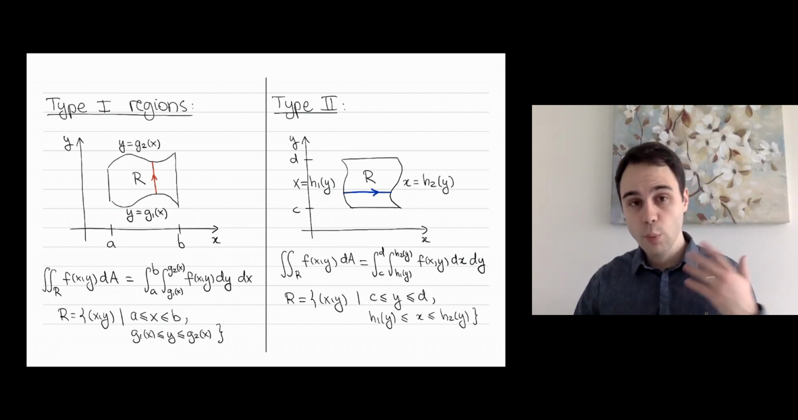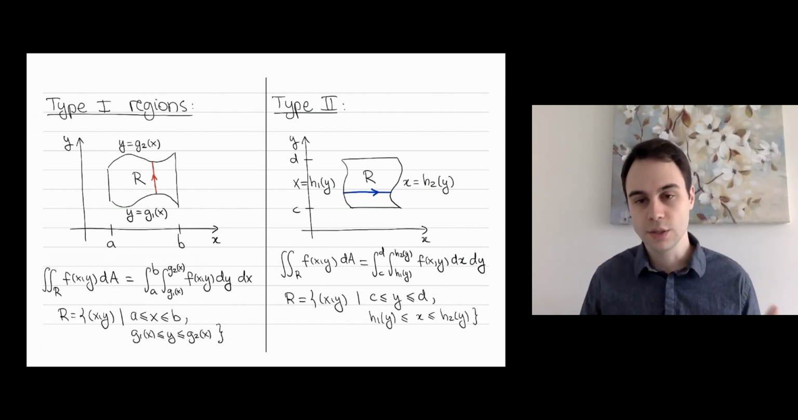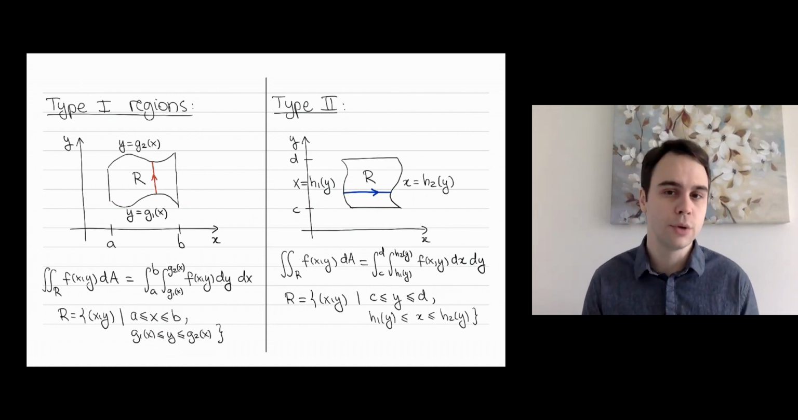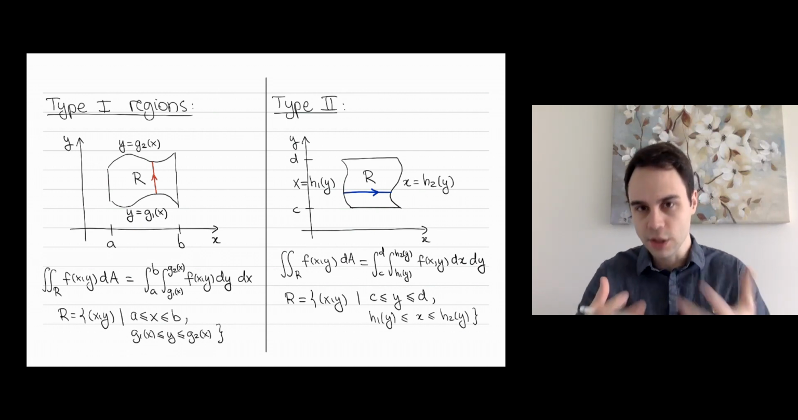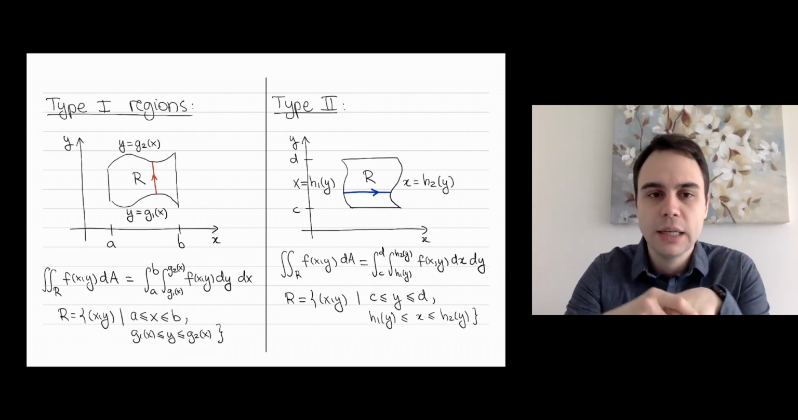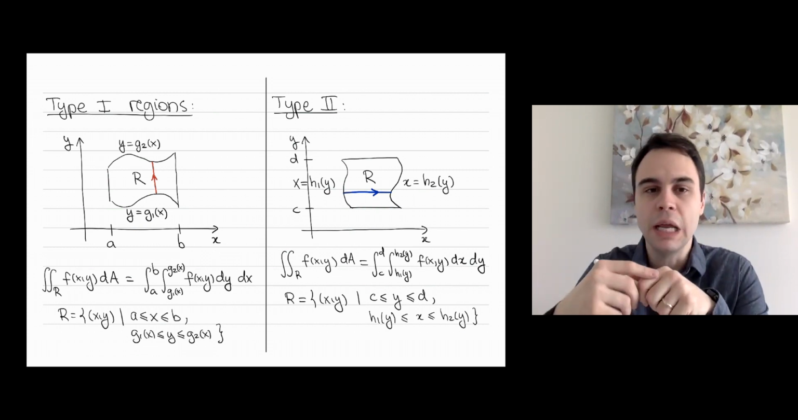Okay, so type 1 regions and type 2 regions are nice with respect to integration. And since we're talking about integration, I think it's a good idea for me to give you this terminology, so if you see this pattern, you have a name for it.